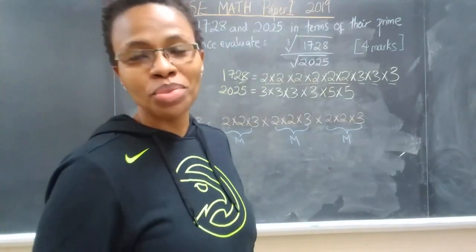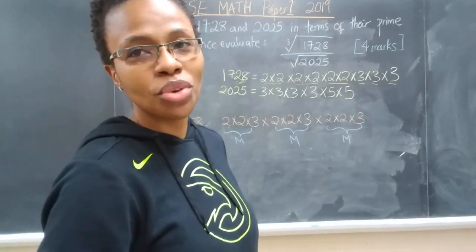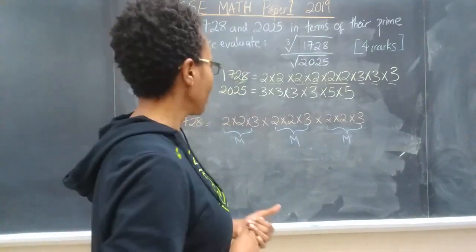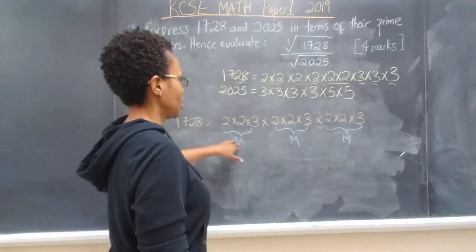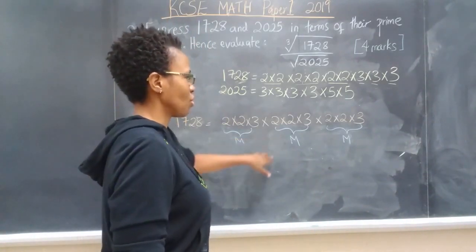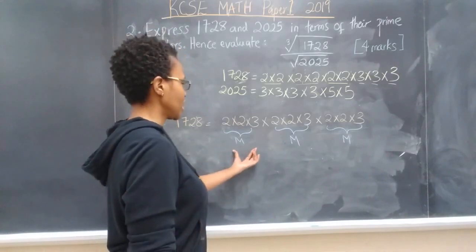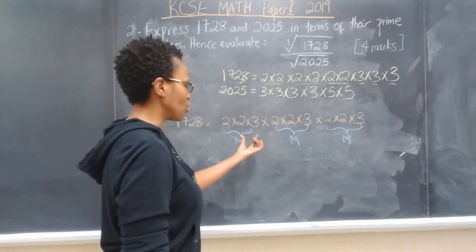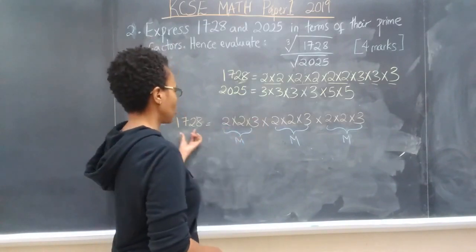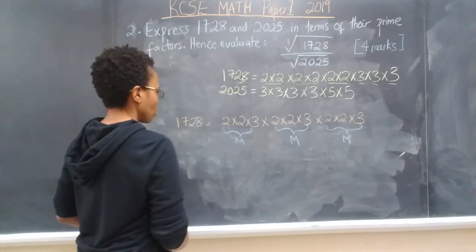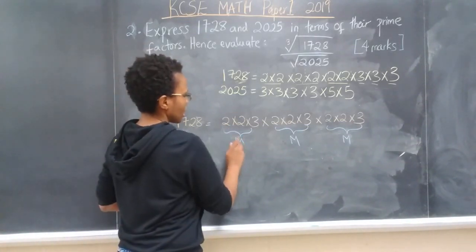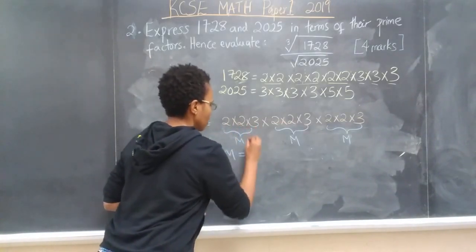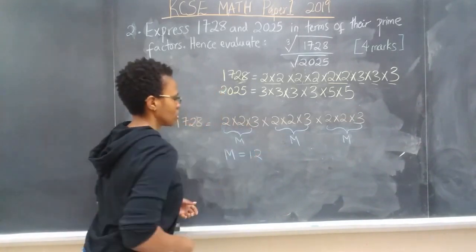Welcome back to part C now of question 2 for our KCSE Math Paper 1 2019 revision. In the last video we were at the last step of finding the value of m such that if you take the cube of that value, you end up with 1728. From this, we can see that m is 2 times 2 times 3. So our m value is 12. 4 times 3 is 12.